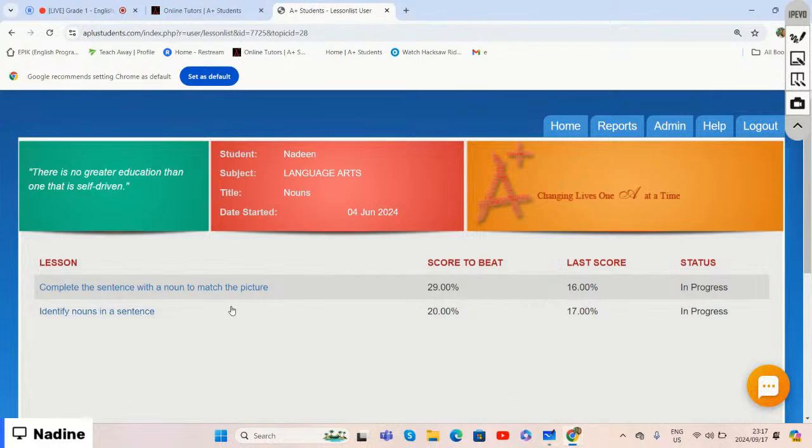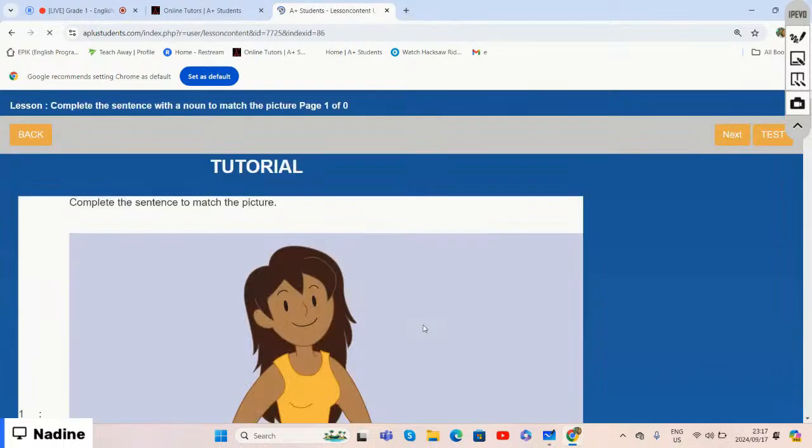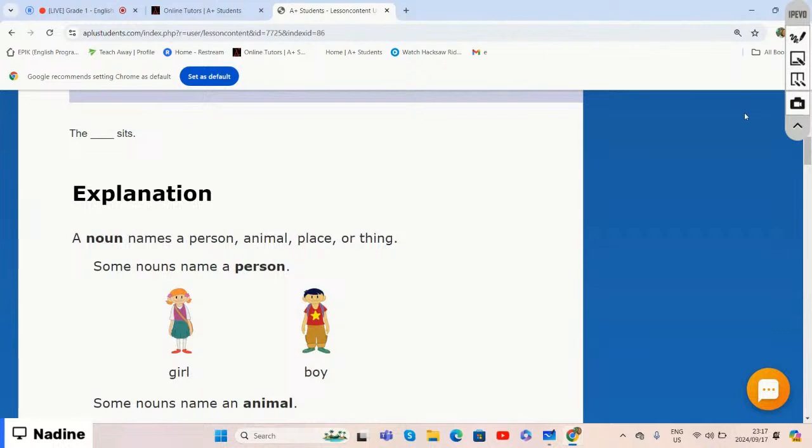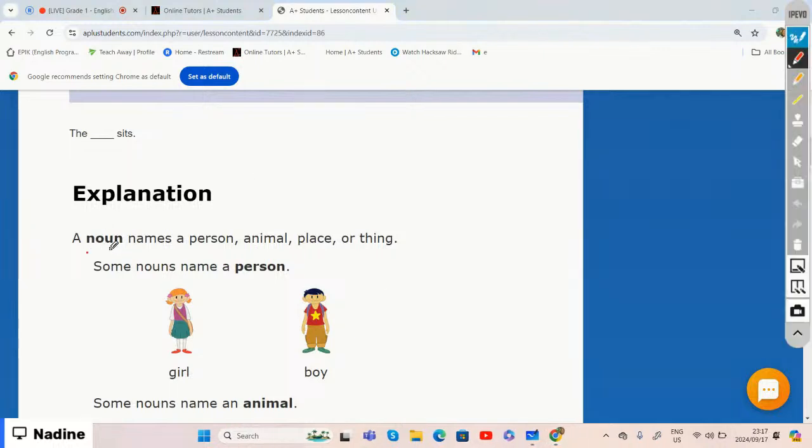All right, so when it comes to nouns, a noun names a person, it names an animal, a place, or a thing. So that is nouns. It names a person, it names an animal, a place, or a thing.